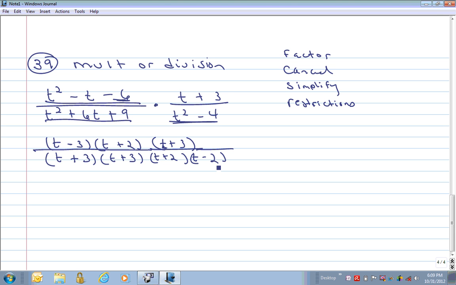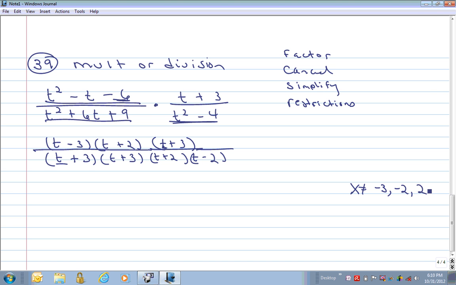All right, we factored everything. Once again, before we make any cancellations, we need to go ahead and write our restrictions. So I'm going to come over here to the side and write t cannot equal negative 3. That's also negative 3, you don't need to write it twice. Can't equal negative 2, and it can't equal 2.